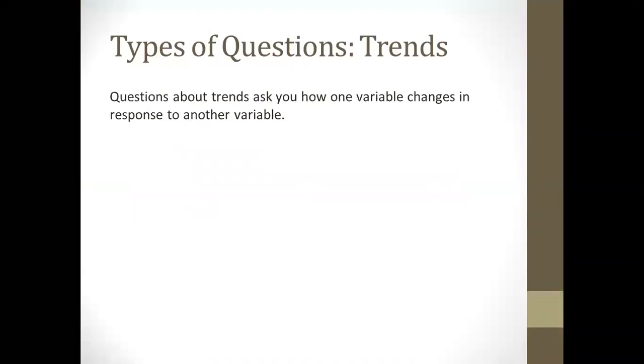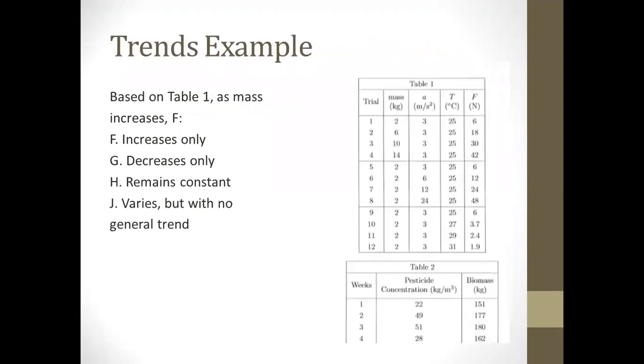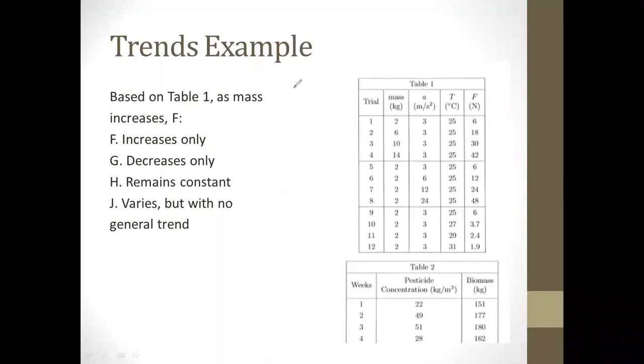The first question type we'll be covering in this video is trends. Trends questions ask you how one variable changes in response to another variable. So we will be underlining things called locators in the questions. Locators are the important information that you want to locate in order to get to the correct answer.